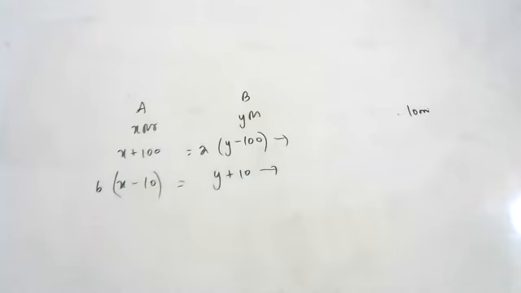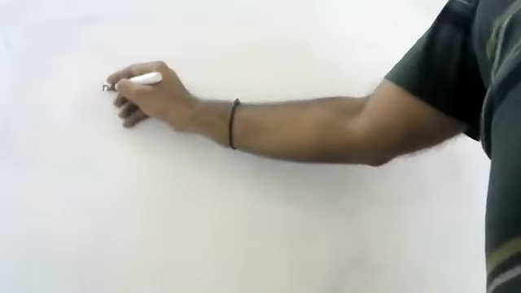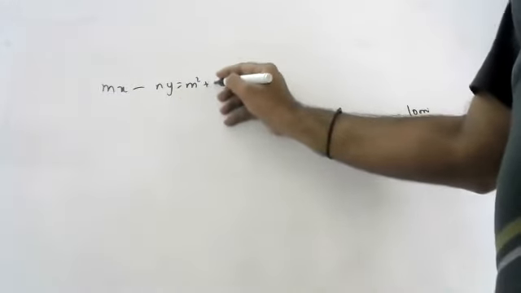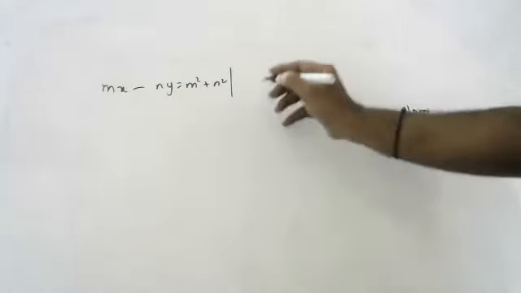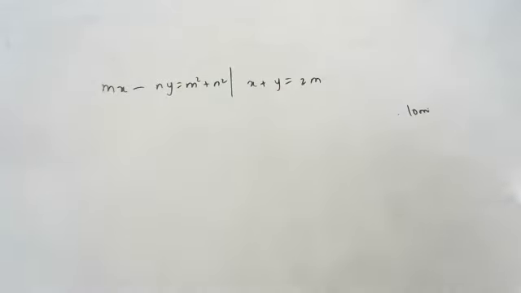Children, do you want me to discuss questions like these, children, or no need? One second. Questions like these, because such a type of questions you have to practice. On practicing only you will get it, children. I told you in the morning, I will discuss questions like these at the end. Mx minus ny is equal to m square plus n square. Another equation is x plus y is equal to 2m. Find out x and y.